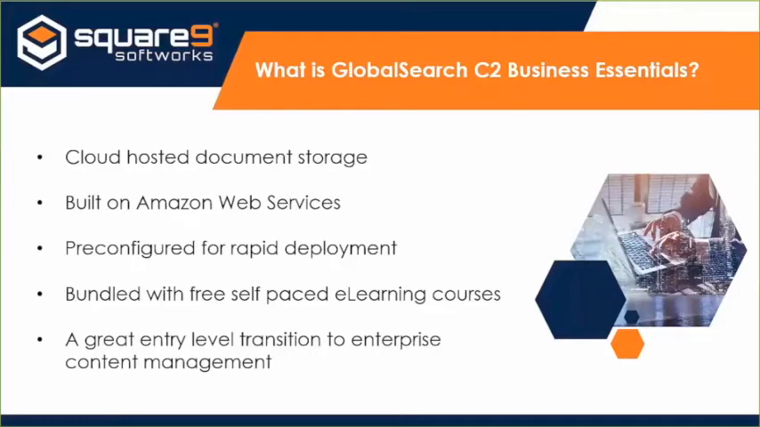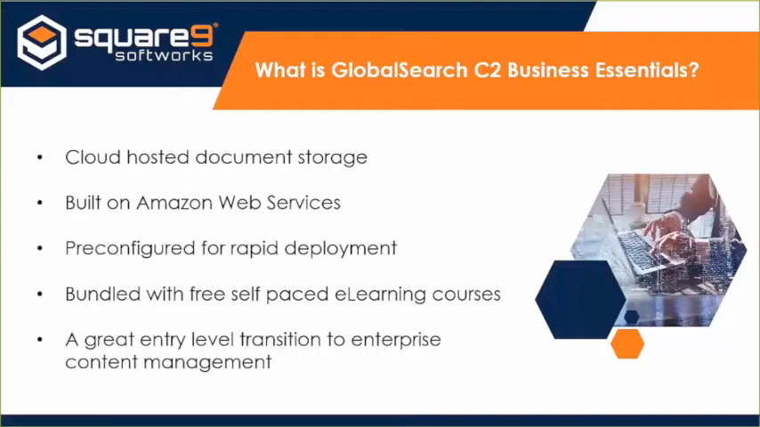It's built on Amazon Web Services, which provides significant reliability and data durability. And Business Essentials is a pre-configured database for rapid deployment. So it allows you to get going very quickly and very easily, not requiring any infrastructure, and coming canned to include practice areas for accounts payable, accounts receivable, human resources, and contracts management. In addition, it also comes with free self-paced e-learning courses that are available from Square 9 to allow your users to learn more about the solution and your administrators to take ownership and control of the system. It really is a great entry-level transition for enterprise content management.